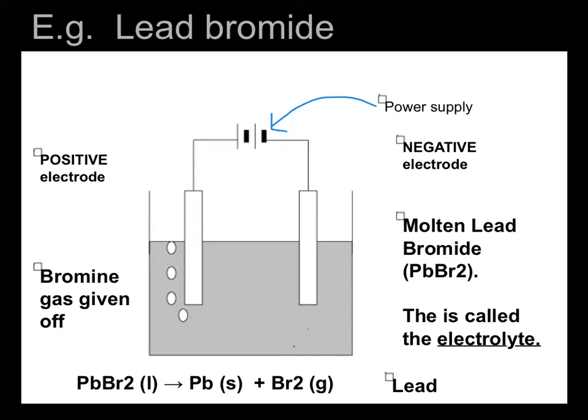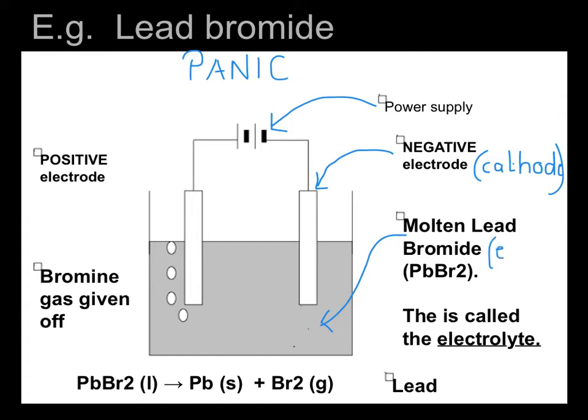Attached to the negative side of the power pack we have our negatively charged electrode, and we're going to add in as well to remind ourselves that this negatively charged electrode is the cathode. If you think back to last lesson, we talked about the word PANIC to help us remember this, and the NIC of PANIC stands for negative is cathode. Then we have got in our beaker our molten lead bromide, and we're going to add a label to remind ourselves that this is the electrolyte.